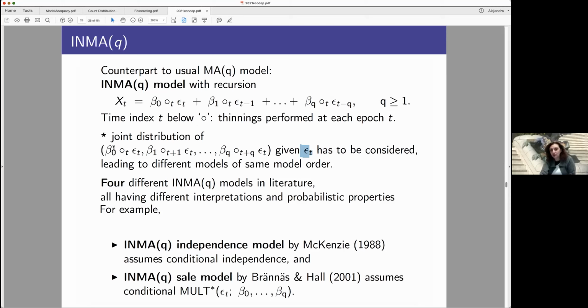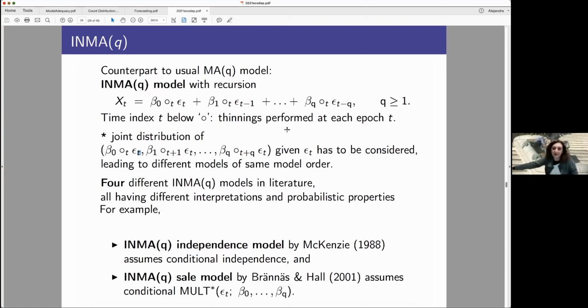The joint distribution of all the thinnings made on the same noise has to be considered. Defining different types of joint distribution for these thinnings leads to different models. The most popular ones are the model by McKenzie, which assumes conditional independence, which is quite reasonable.